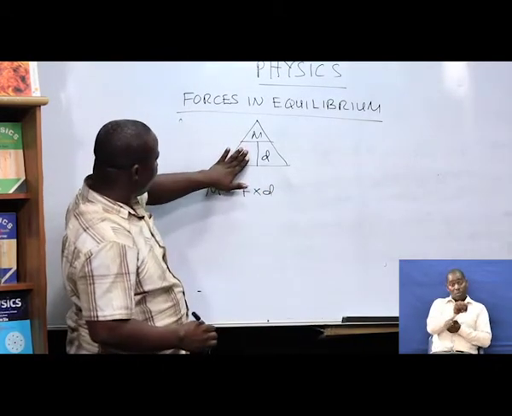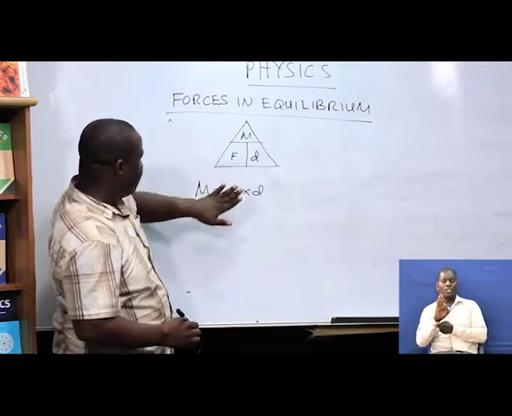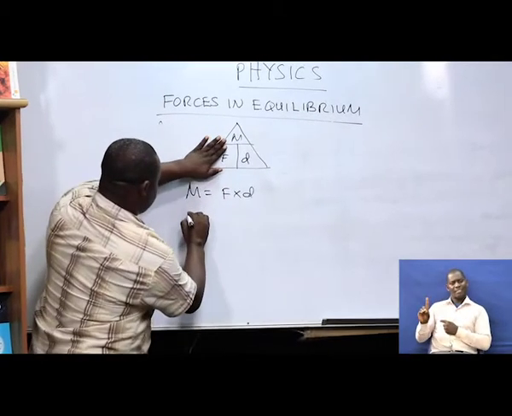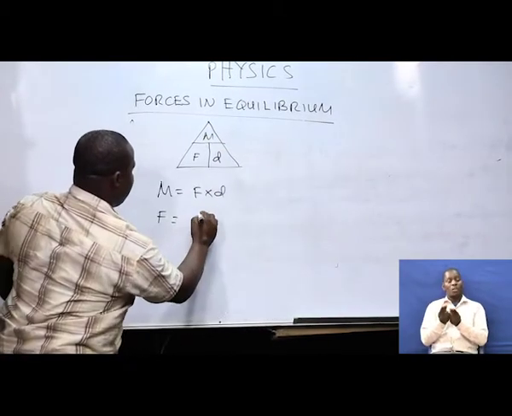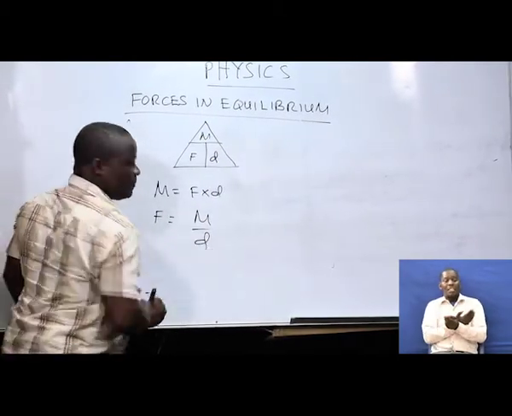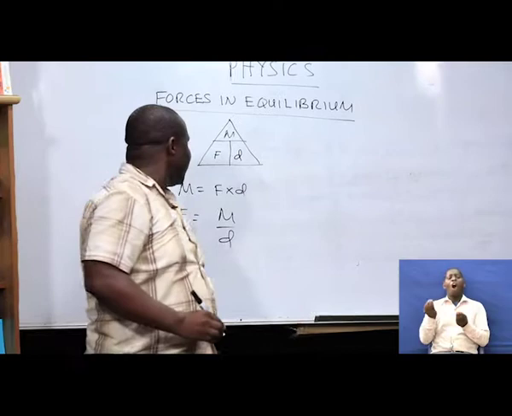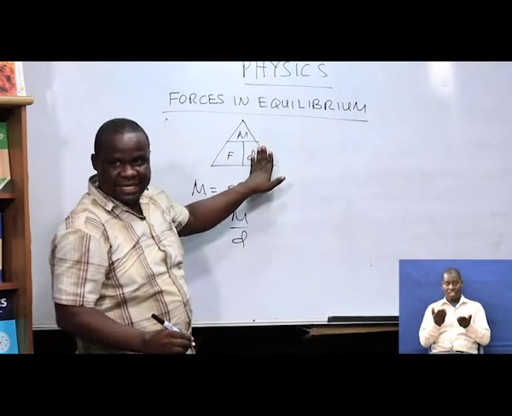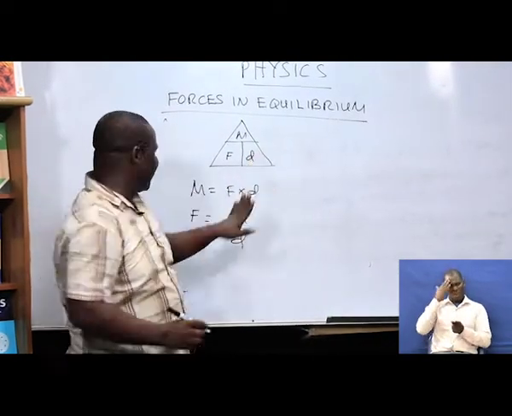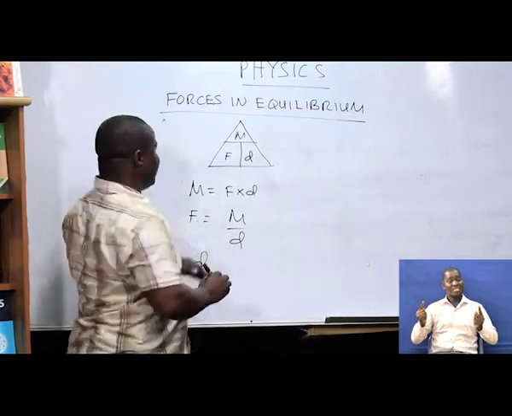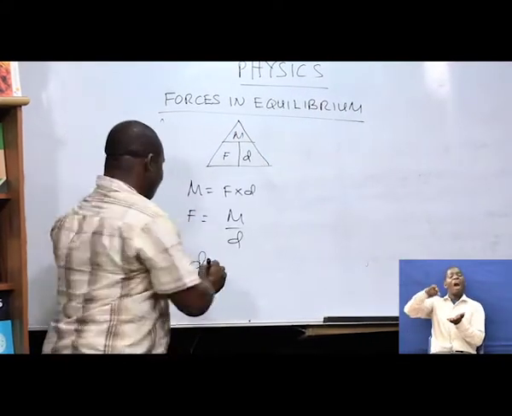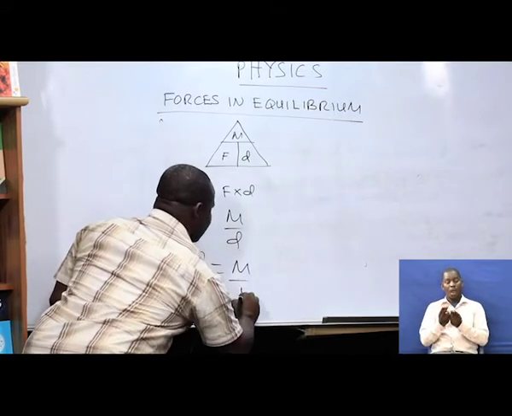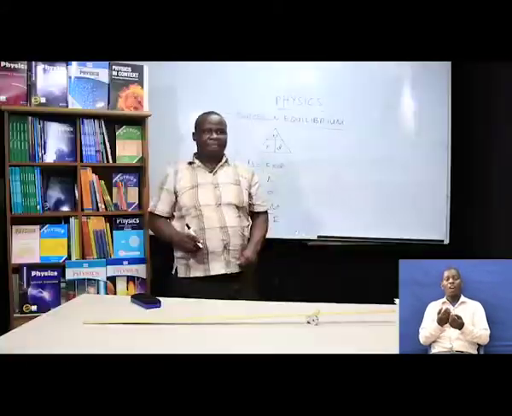But if you want to obtain the force, you can hide it here, and force is going to equal moment over distance. Someone might also need to know the distance. If you are asked to calculate the distance, you hide it here, and you get that distance equals moment over force.